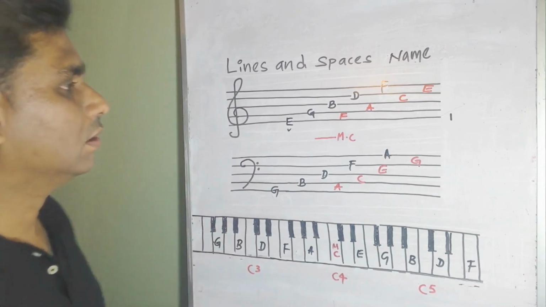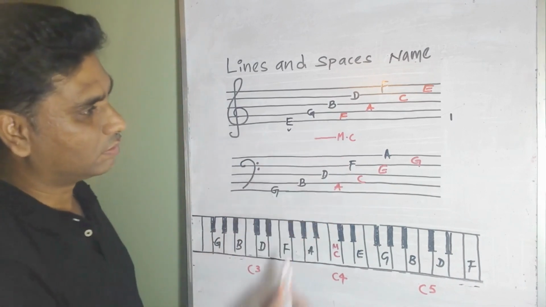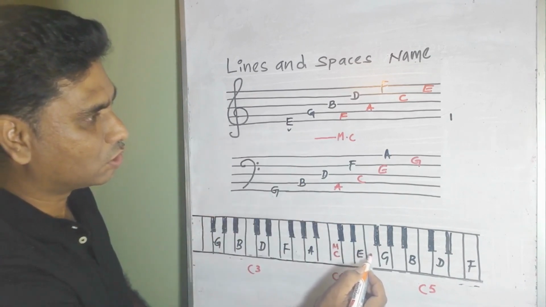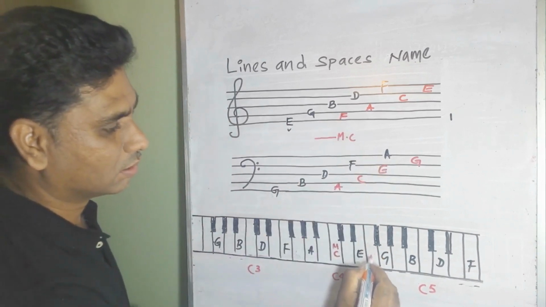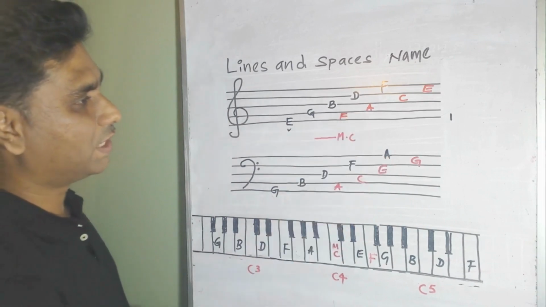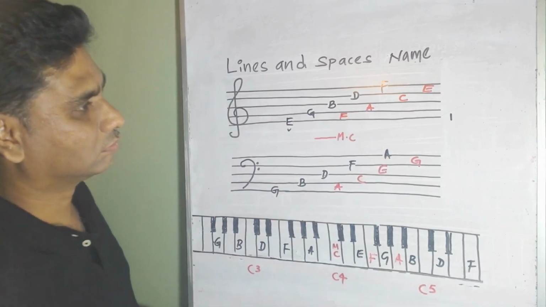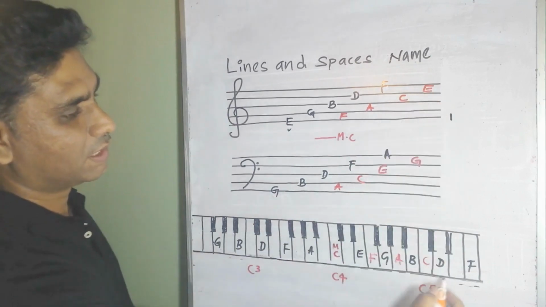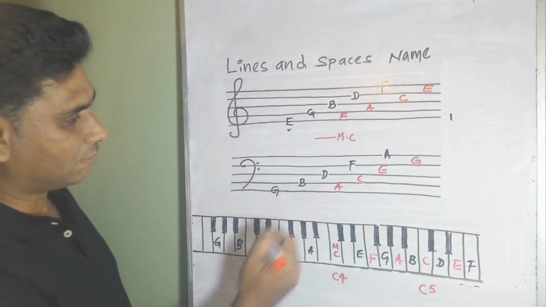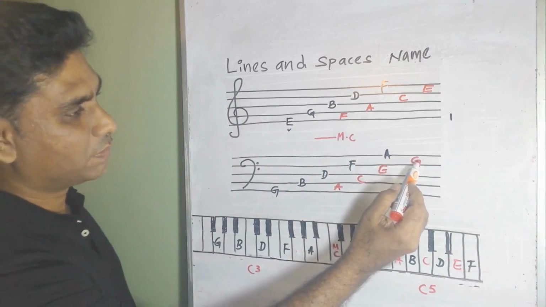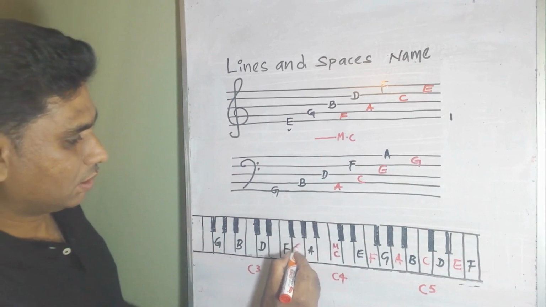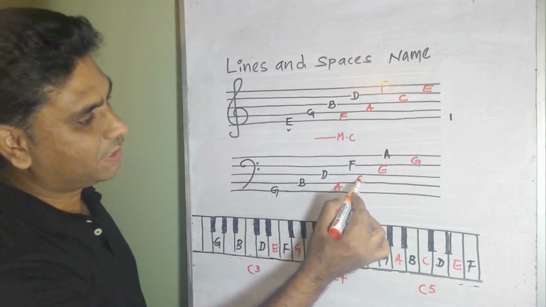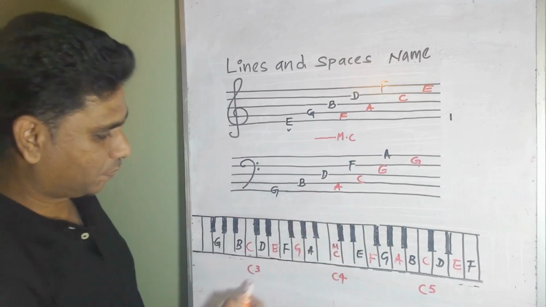Now let's see the space notes. Let's go to the treble clef. First space F. Now this is E. The next note should be F. Right. F. Second space A is located here. Third space C is located here. Fourth space E located here. And the bass clef, the fourth space is G. It should be here. And the third space E is here. Second space C is here. The first space A is here.